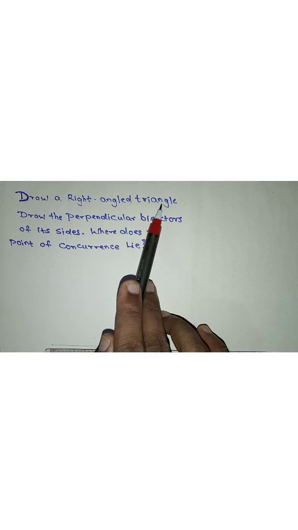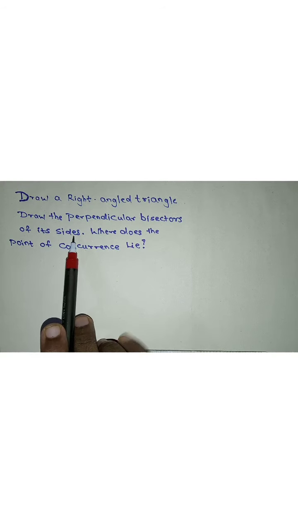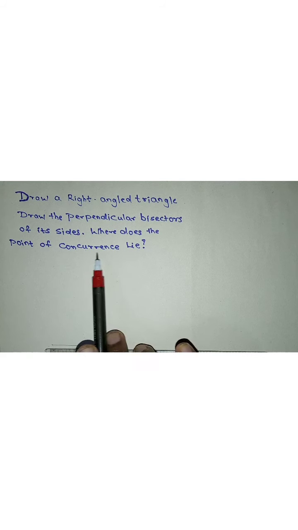Draw a right angle triangle. Draw the perpendicular bisector of its sides. Where does the point of concurrence lie? So students, to solve this question, first we will draw the right angle triangle and then we will draw a perpendicular bisector to all the three sides of a right angle triangle. So let's start.